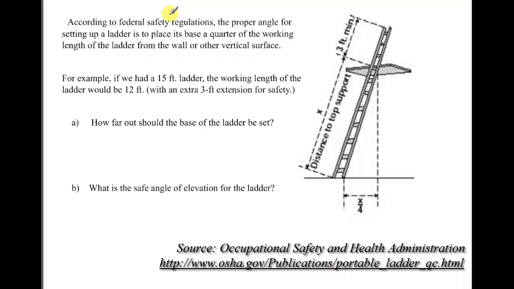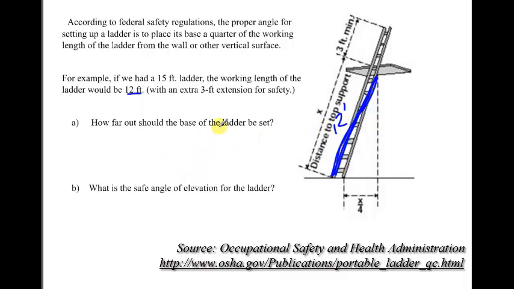According to federal safety regulations, the proper angle for setting up a ladder is to place its base a quarter of the working length of the ladder from the wall or other vertical surface. Okay, what does that mean? Well, if we had a 15-foot ladder, then the working length, according to our diagram, would only be 12 feet. That's because we need to have an overhang just for the safety. So take off the 3 feet from the 15. You've got a 12-foot distance from the top up the ladder to the top support. So right there on the diagonal, we're going to call this 12 feet.